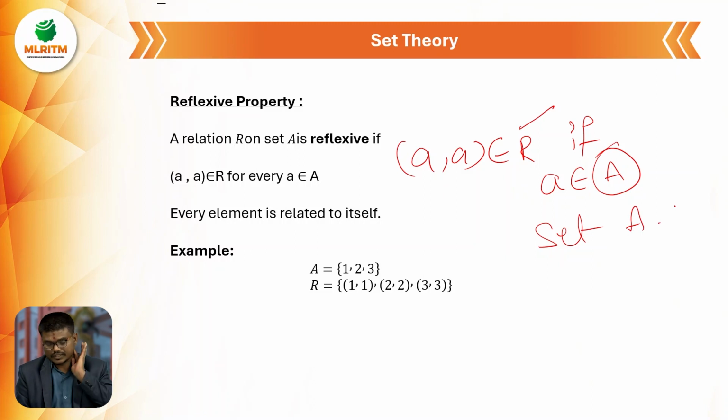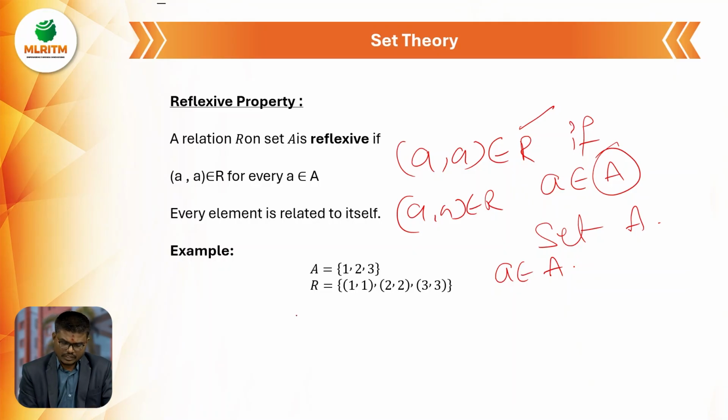What is the condition for the reflexive property? A relation R on a set A is reflexive if it satisfies (a, a) belongs to R for all a belonging to A. For example, in the pair (a, a), the first a is from the first set and the second a is from the second set. Here set A equals 1, 2, 3 and relation R equals (1,1), (2,2), (3,3).